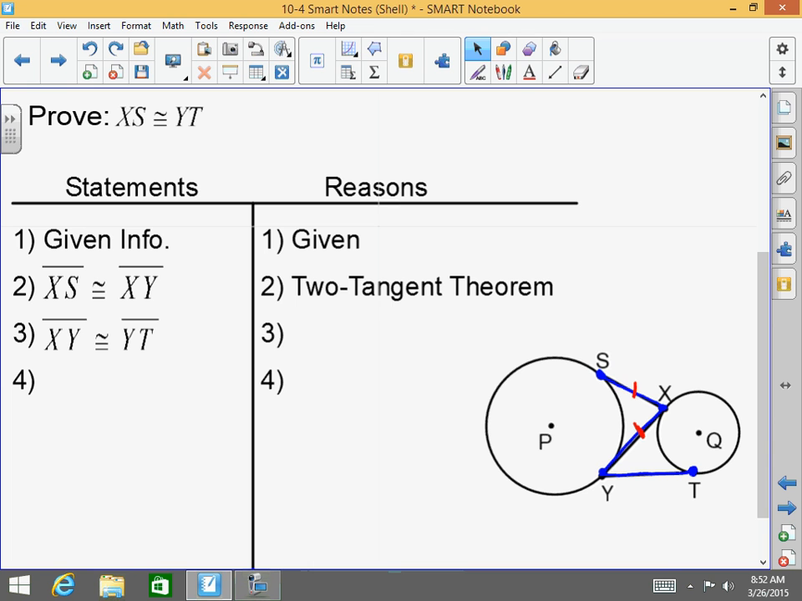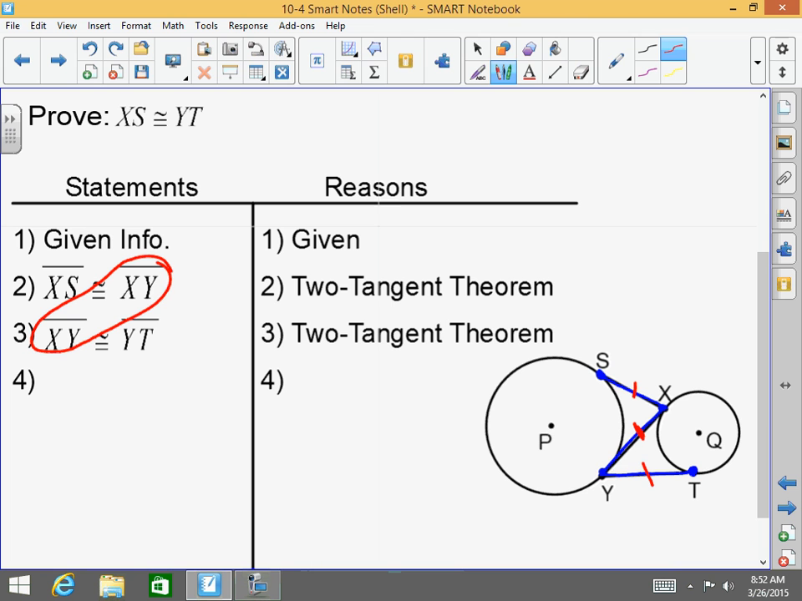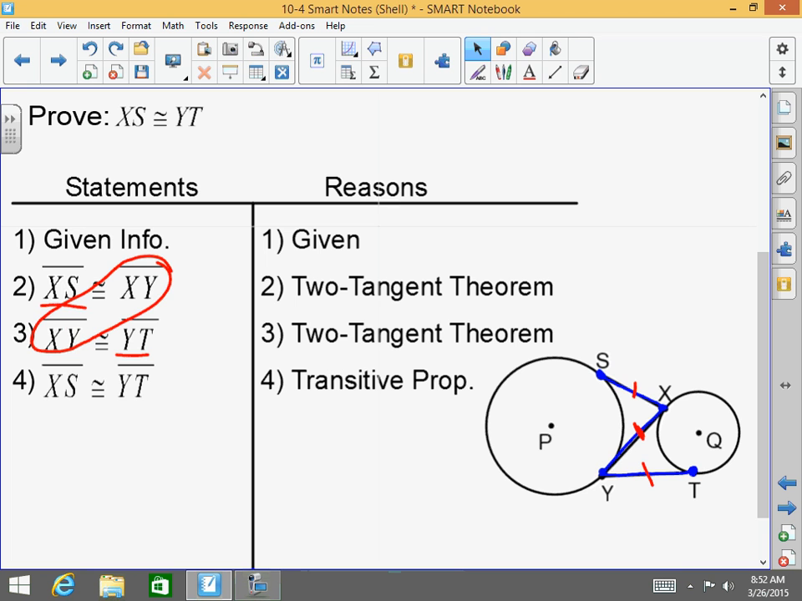XY is congruent to YT because of the two tangent theorem. But wait a second. What's that? XY is common here, correct? So that means that XS and YT are congruent because of the transitive property. That was awesome. And seriously, guys, that may seem like nothing, but that makes life so much easier when we're calculating things, which is what we're going to see now in the next few examples.